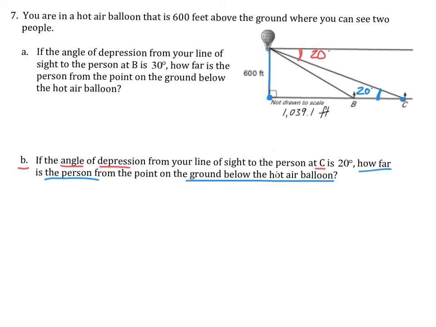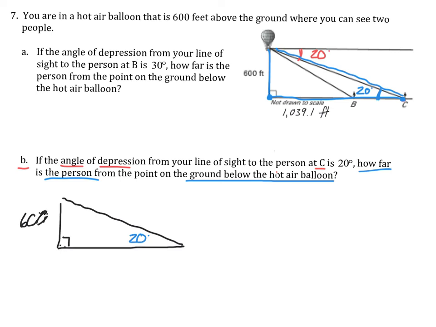So once again, let's highlight this triangle and let's draw it down below. So I'll fill in what I know. Angle of elevation is 20 degrees with the person at point C looking up at the hot air balloon. That is 600 feet in the air. What I'm looking to find is how far is that person from that point directly below the hot air balloon. So this problem is very similar to the previous one. I have the opposite side. I'm looking for the adjacent side. I'm going to be using the tangent function again.